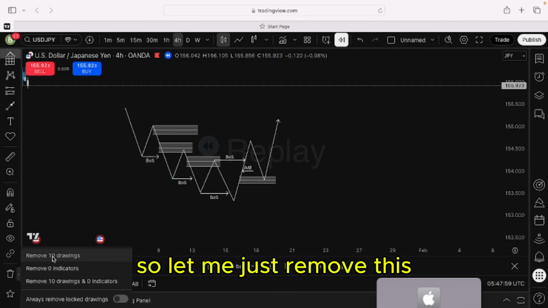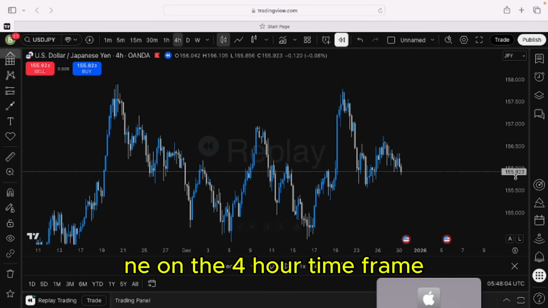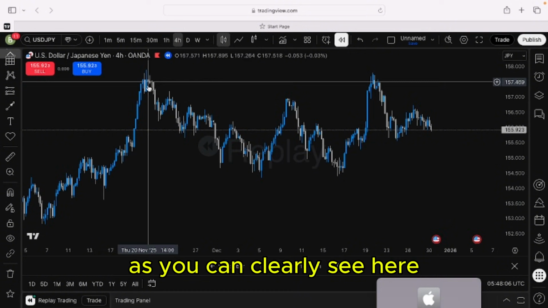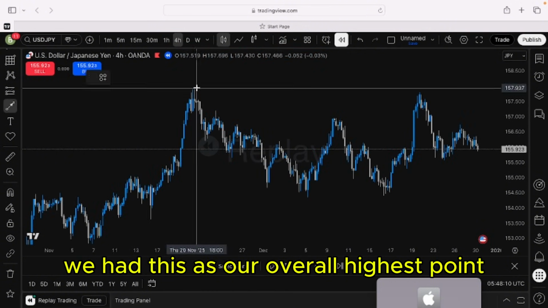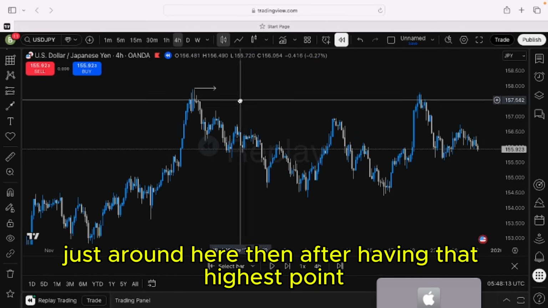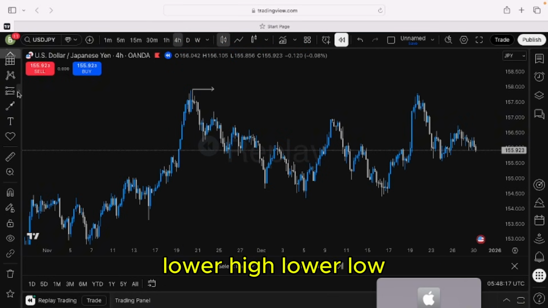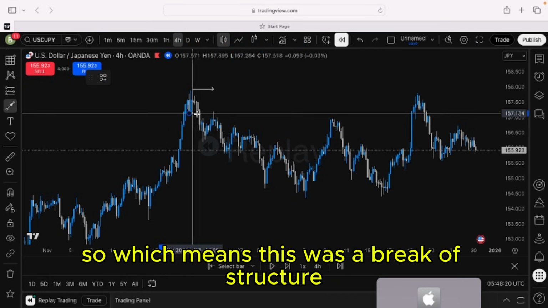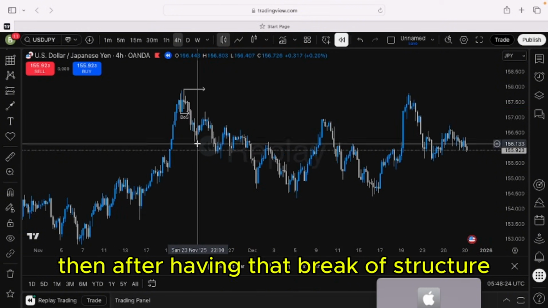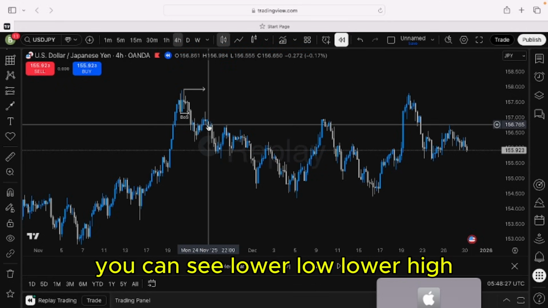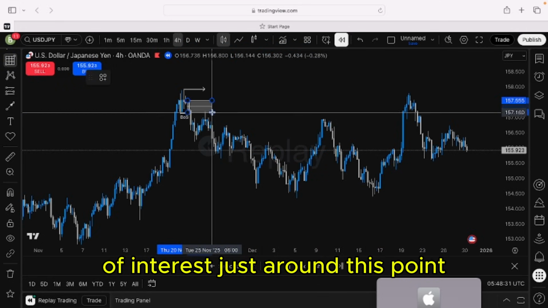So let me just remove this, and let's get to the live charts on the 4-hour time frame, guys. On the 4-hour time frame, as you can clearly see here, the market was pushing up. We had this as our overall highest point just around here. After having that highest point, we know that the market had created a lower low, lower high, lower low. Which means this was a break of structure on the lower time frame, break of structure down. Then after having that break of structure, you can see lower low, lower high. Then the market tapped into this type of area of interest just around this point.